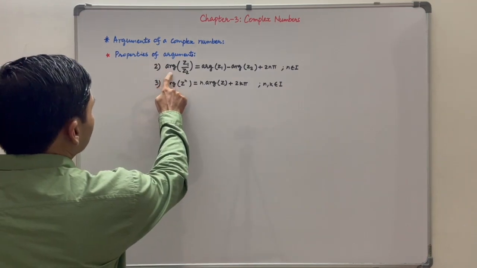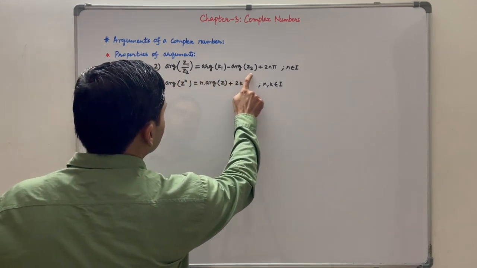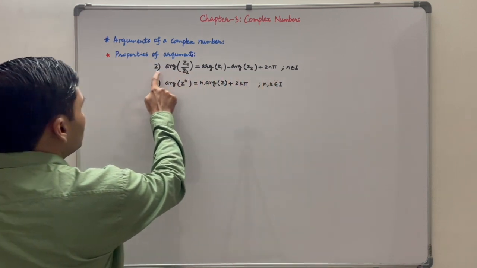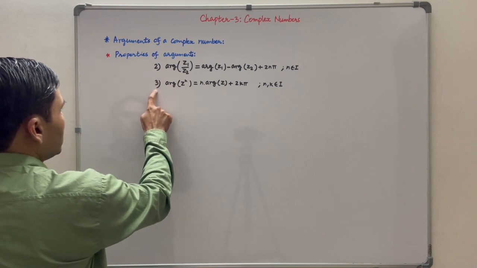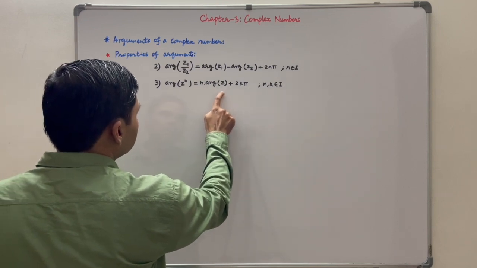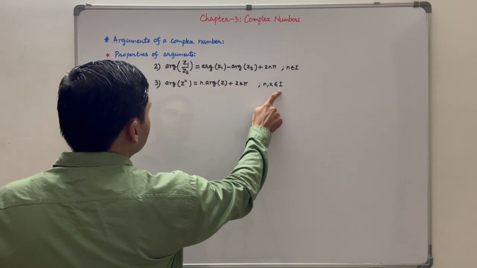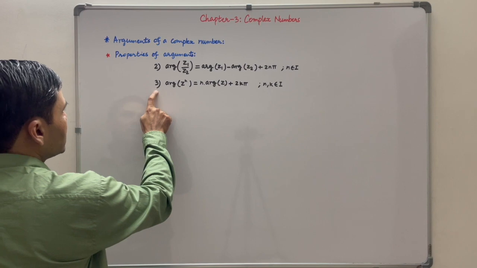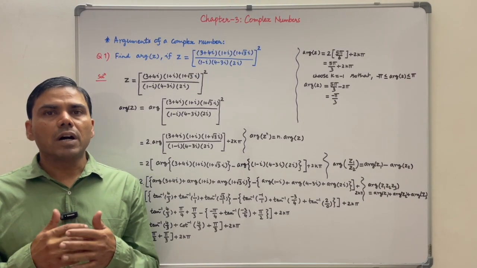Second property, argument of Z1 by Z2 is equal to argument of Z1 minus argument of Z2 plus 2n pi, where n is integer. We can prove this property as we have proved first property. Third property, argument of Z to power n is equal to n times argument of Z plus 2k pi, where n and k are integers. We can prove this property when we study the Modulus theorem later in this chapter. Now let us see a couple of questions based on properties of arguments.